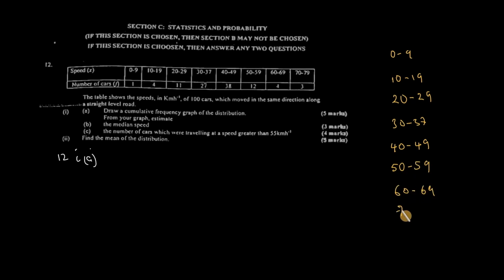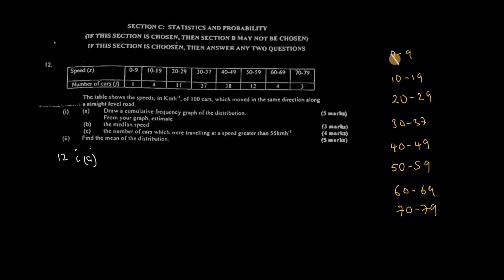To draw a cumulative frequency graph, we need to first of all come out with a cumulative frequency table. That is a table showing the upper class boundary and the cumulative frequencies of the various classes. To come out with the table, we need to come out with the class boundaries of the various class intervals. Here we have 0 to 9, that's this class. We have 10 to 19, 20 to 29, 30 to 39, 40 to 49, 50 to 59, 60 to 69, 70 to 79. These are the class intervals that they are given.